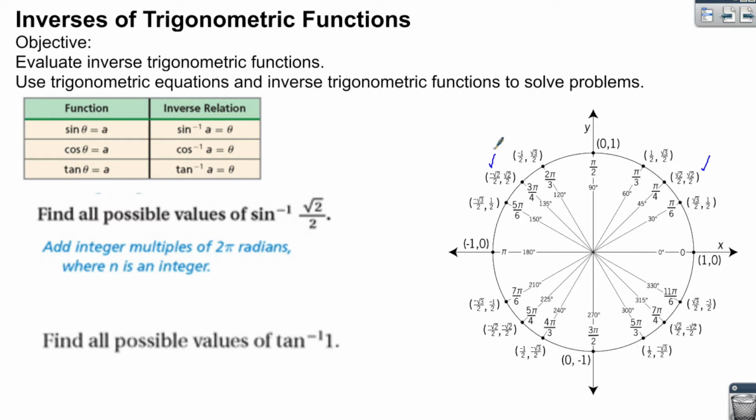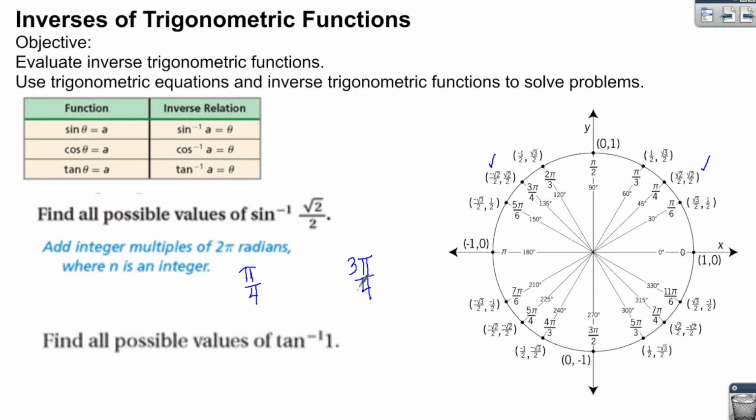Think about this. There are 4 quadrants on your unit circle. Which of the quadrants have a positive y coordinate? You're narrowing down your choices to quadrants 1 and 2 only, and so we can stop there. We found these 2: pi over 4, and the other one is 3 pi over 4. Again, we're only limiting to quadrants 1 and 2 because it needs to be a positive value.